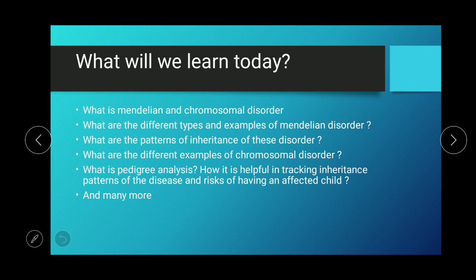So before starting, we will see what we will learn today. We will see what Mendelian and chromosomal disorders are. We will see the different types and examples of Mendelian disorders, and the patterns of inheritance of disorders, that means how they are transmitted. Then we will see different examples of chromosomal disorders. Then we will see what pedigree analysis is and how it is a helpful tool to trace the inheritance patterns of diseases and also the risks of having an affected child. That means if the parents are affected, what are the chances that the child will be affected. We will see this and many more.